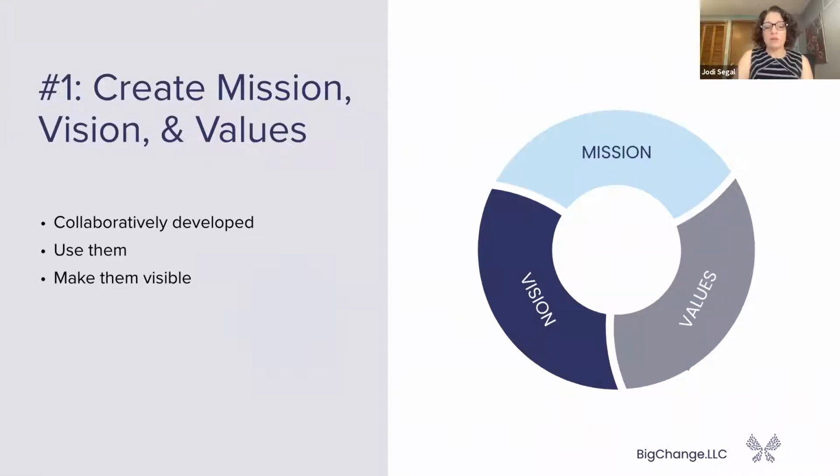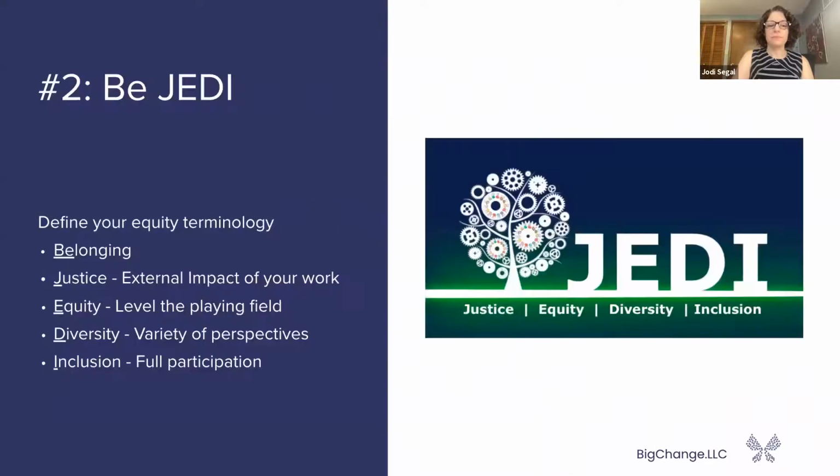And once these are all in good shape, then actually use them. Don't just put them on a shelf. This is not an exercise for the sake of feeling good. These are rules of engagement. Refer to them when making challenging decisions. Refer to them when hiring and doing staff evaluations, and call out examples of staff embodying organizational values.